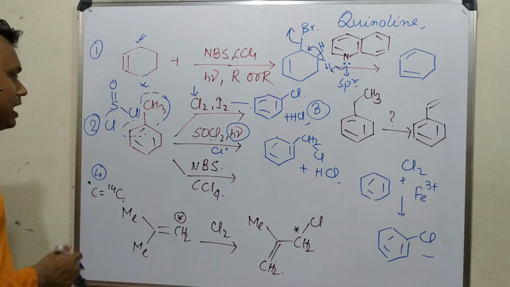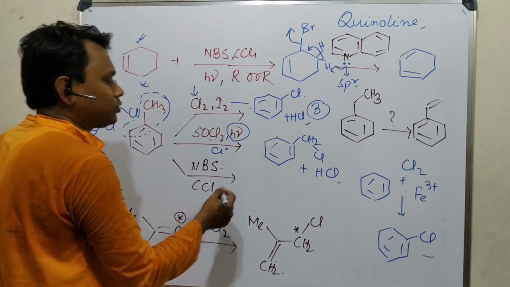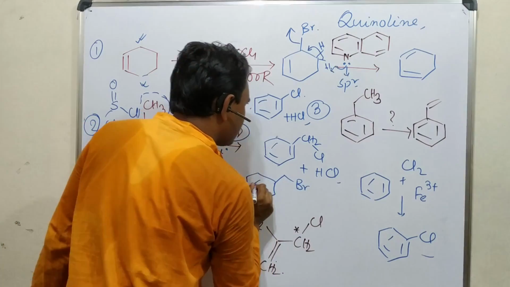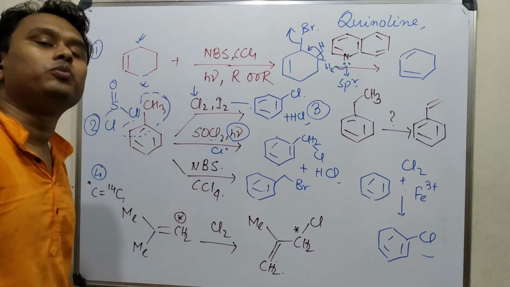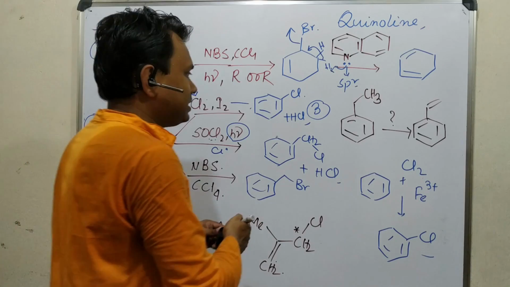Fine? Okay. And the next, NBS in CCl4. We know this is also allylic bromination, so it will also be CH2Br. So this is a very good method for allylic bromination. Fine. So okay. Now we will discuss this problem.